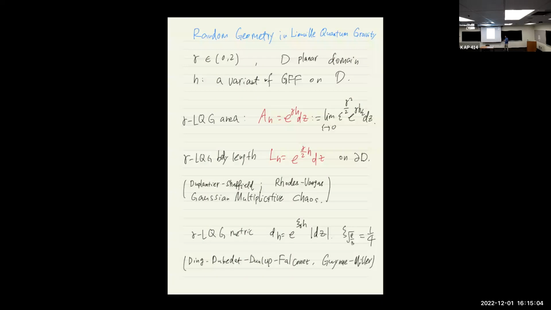So now, given an instance of the Gaussian free field, we can introduce a random area, a random length, and a random metric on the planar domain. Altogether, this defines a random geometry on the plane, and we call this Liouville quantum gravity induced by this Gaussian free field.